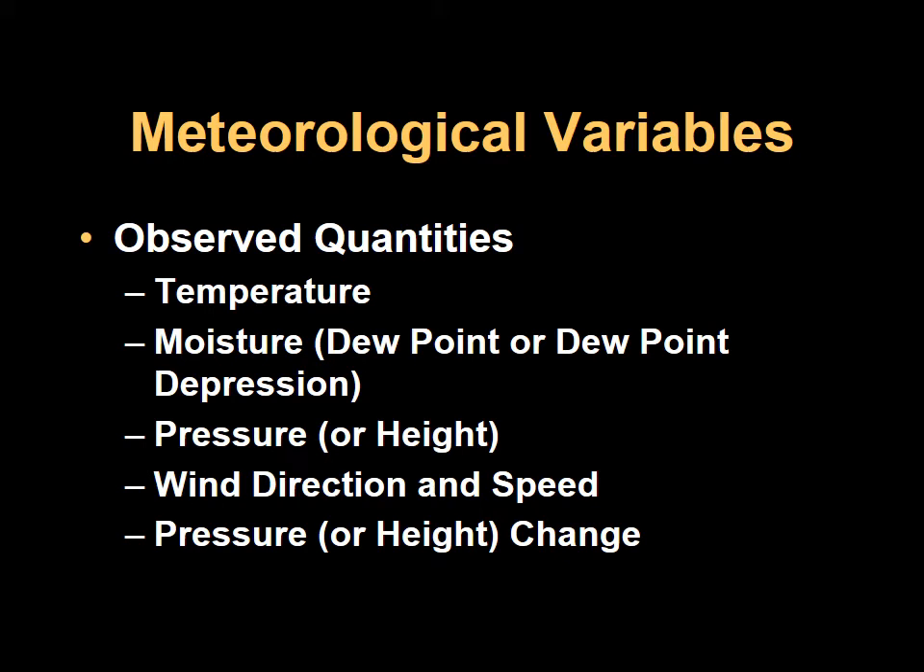So some examples of observed quantities: we have thermometers that can measure temperature, we have sensors that can measure dew point or amount of moisture in the atmosphere. Of course, barometers measure pressure, or height as measured by a radiosonde or weather balloon, but then wind direction and speed and other things.